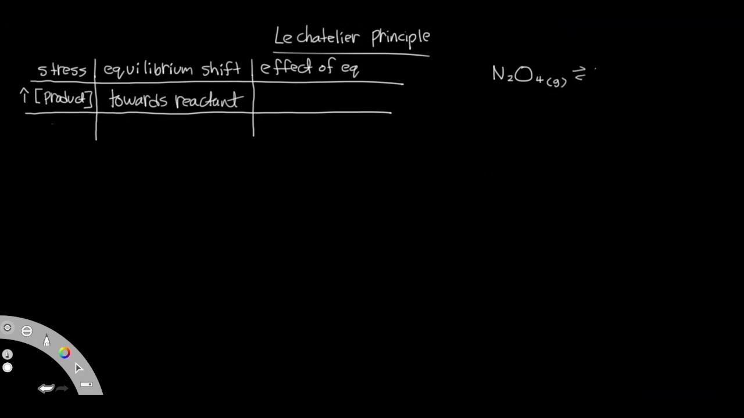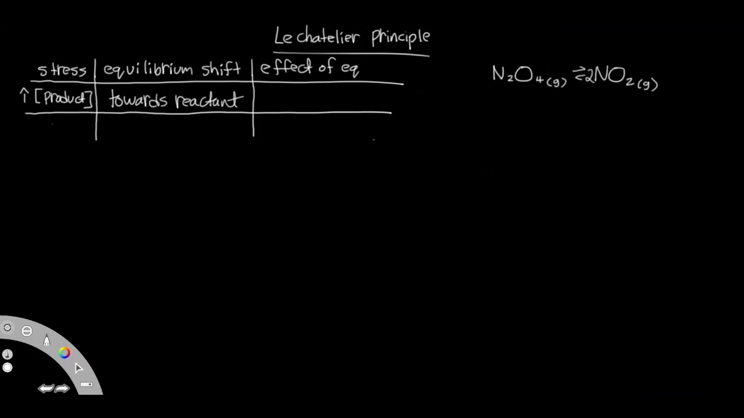And that created nitrogen dioxide. So this is dinitrogen tetroxide. This is going to be nitrogen dioxide. And in order to balance out this equation, we just have to put a 2 here, and now we're good. Okay, so 2 NO2 here.